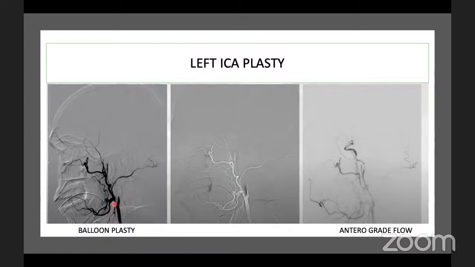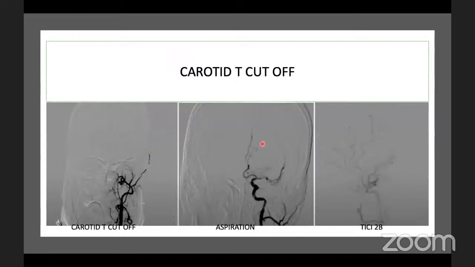So this is the carotid stump. Balloon plasty is done; this is the balloon at this position. Then antegrade flow is established, and we see the carotid siphon being established. However, we don't see the MCA and ACA being recanalized. So the guide catheter is taken, the aspiration catheter is taken, and along with that aspiration is done, and we establish a TICI 2B recanalization. So this is a case of proximal with distal occlusion.